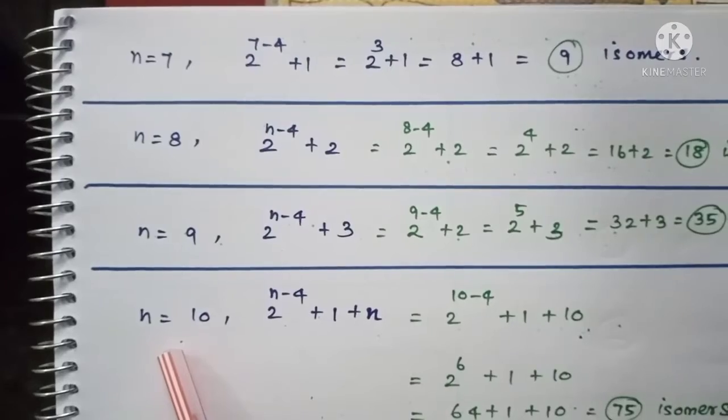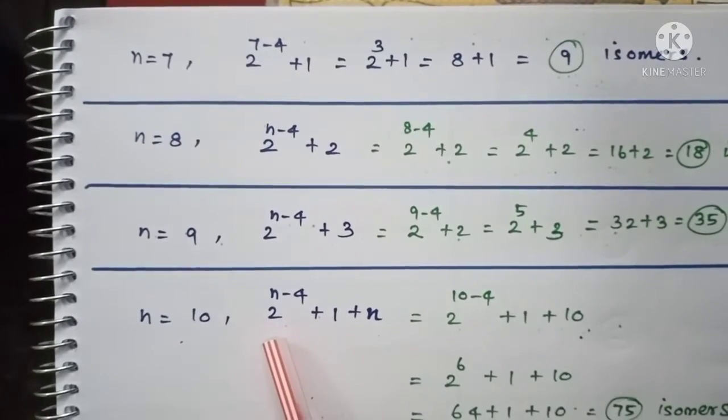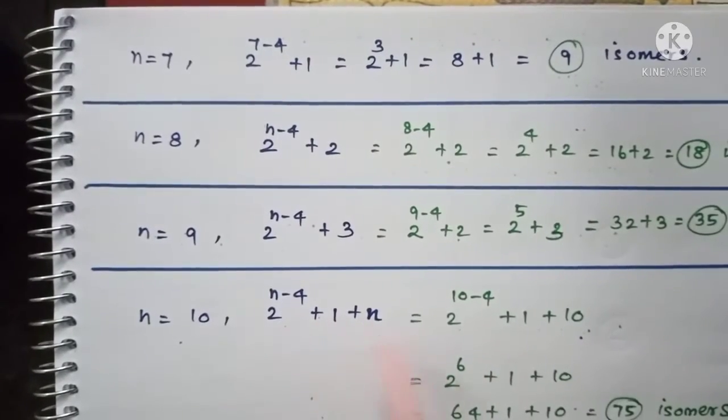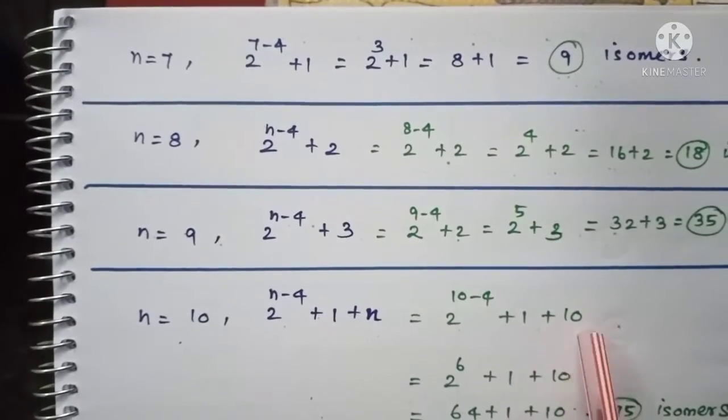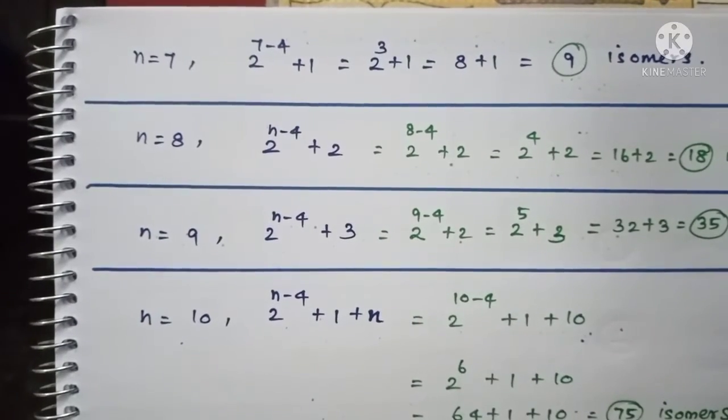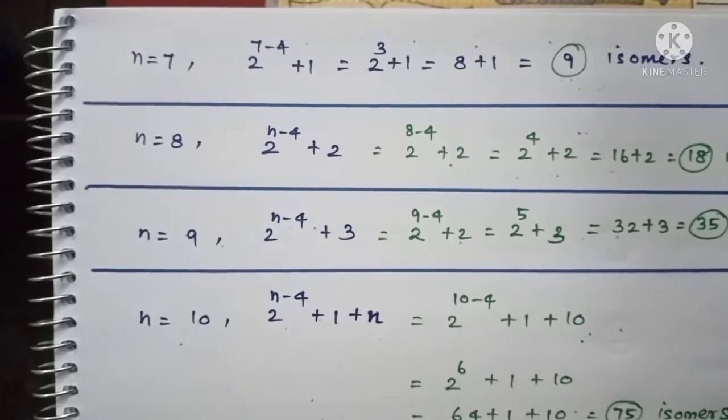The last one is an alkane with 10 carbon atoms. The formula is different from the 8th and 9th also. The formula is 2 power n minus 4 plus 1 plus n. When you substitute 10 in place of n, it is 2 power 10 minus 4 plus 1 plus 10, where n is the number of carbon atoms in the alkane. Finally I am getting 75 isomers. For an alkane with 10 carbon atoms, there are 75 different isomers possible. So this is how to find the total number of isomers for alkanes from carbon number 1 to carbon number 10. Thank you.